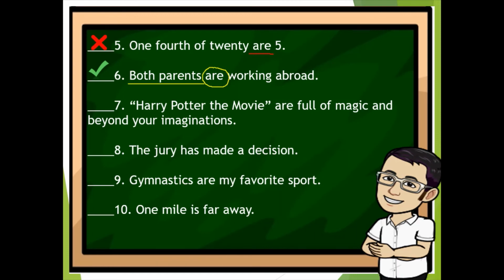Next, number 7. Harry Potter the movie are full of magic and beyond your imaginations. The answer is X mark. Why? What is the error in this sentence? The error in this sentence is "are." What should be the verb here? It should be "is" and not "are," because the subject is a title of, you're right, it is a title of a movie.